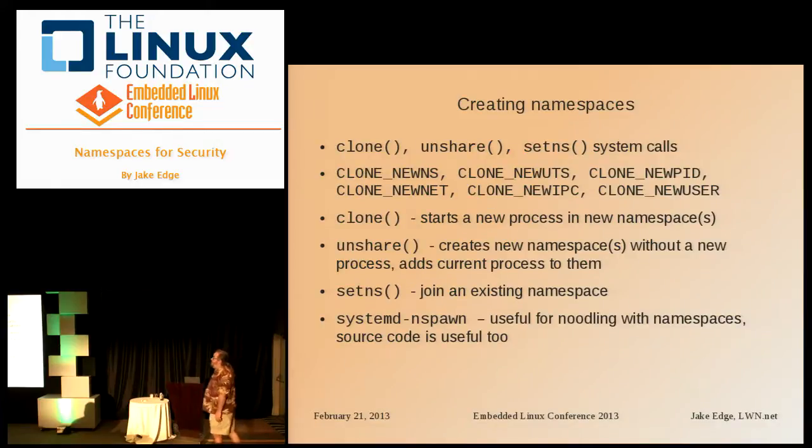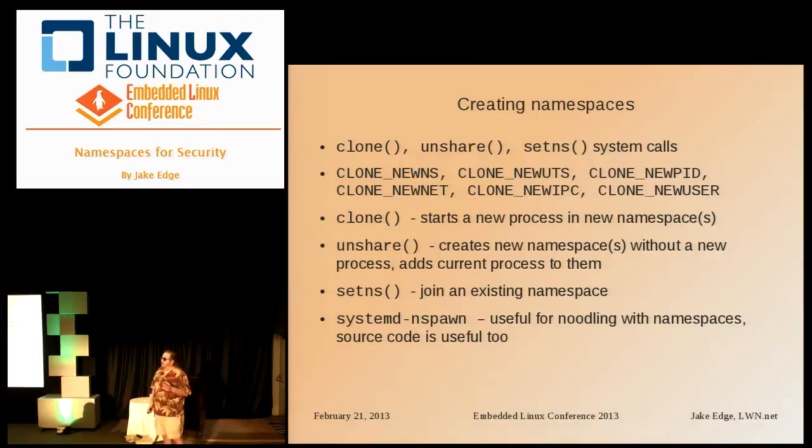So to create a namespace, the main entry point is clone, which is the underpinning of fork, I guess, at some level. It's a lower level system call that creates a new process, and you can pass flags to it to control its behavior. Some of the flags that you can pass are the clone_new* types of flags. Those can be ORed together so that you can get multiple new namespace types in a single call. So you could call clone with a new NS and a new net and get a new mount namespace and a new network namespace that are associated with the process that it creates.